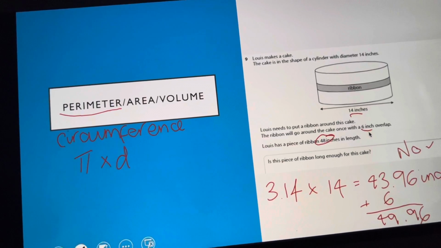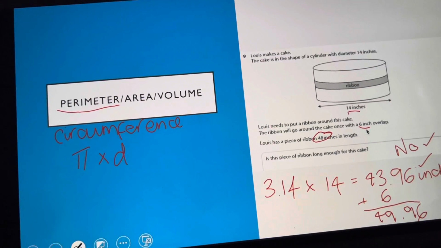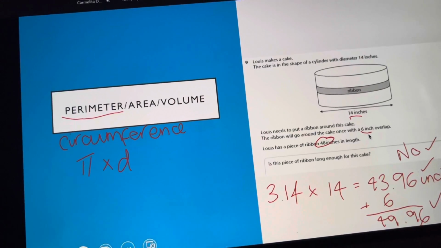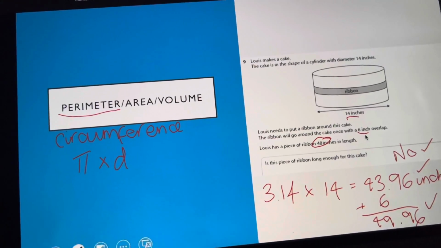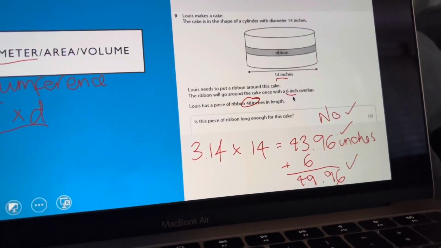3 marks, so 1 for the no, 1 for finding your diameter, your circumference, and then 1 for adding your 6 inches on. Again, that's one of those formulas we have to remember. It won't be given to you in the paper, unfortunately.